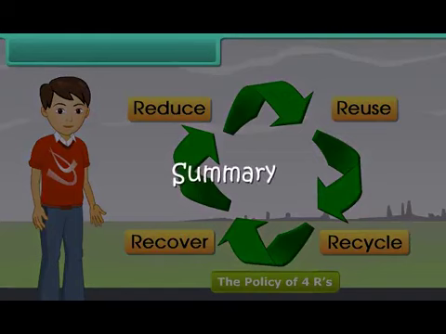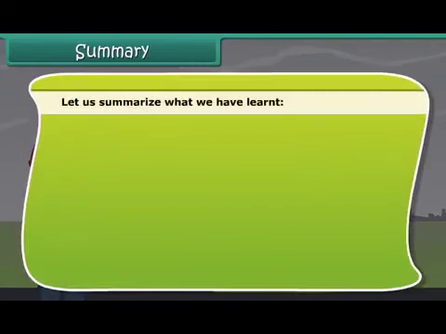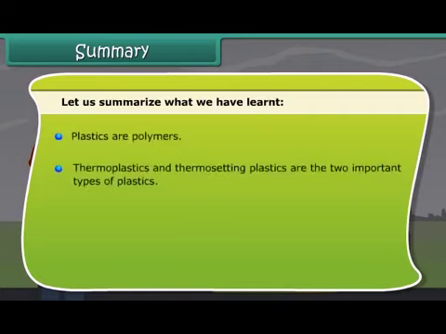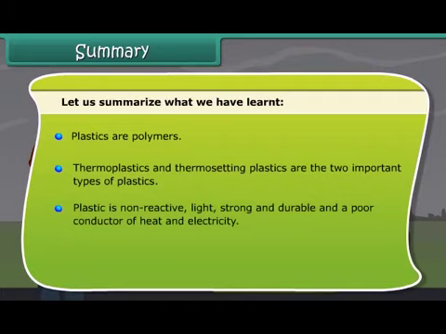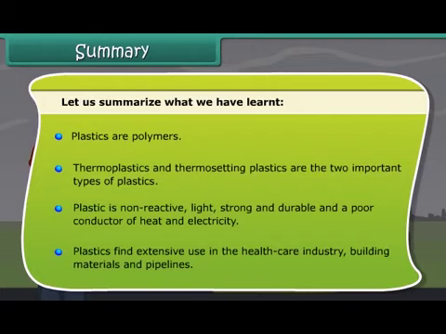Summary. Let us summarize what we have learned. Plastics are polymers. Thermoplastics and thermosetting plastics are the two important types of plastics. Plastic is non-reactive, light, strong and durable, and a poor conductor of heat and electricity. Plastics find extensive use in the healthcare industry, building materials, and pipelines.